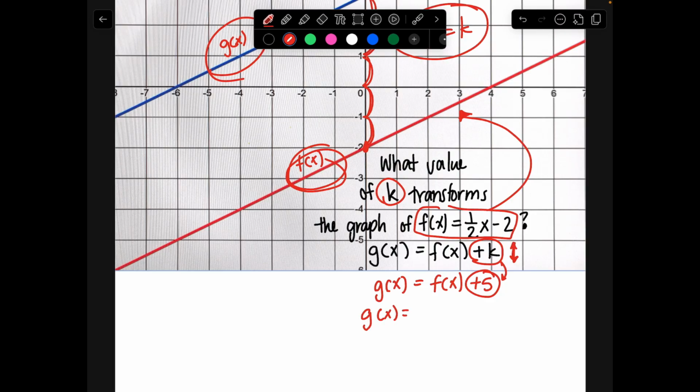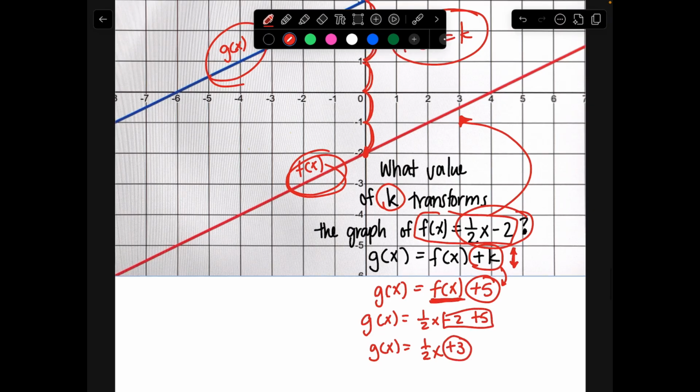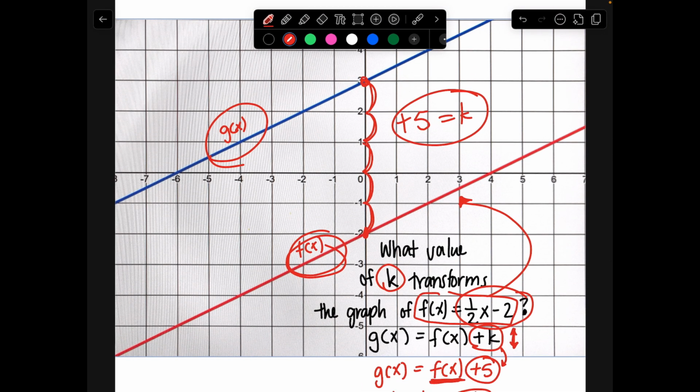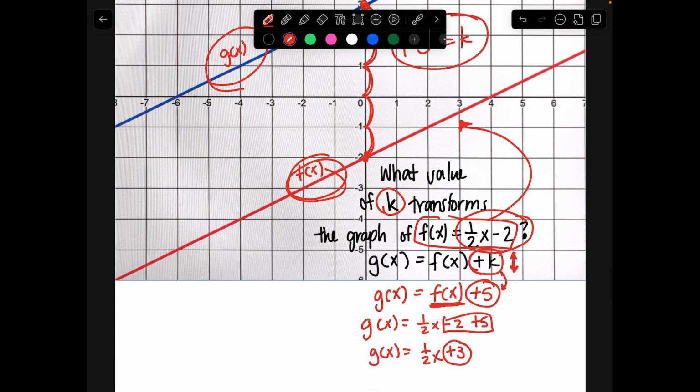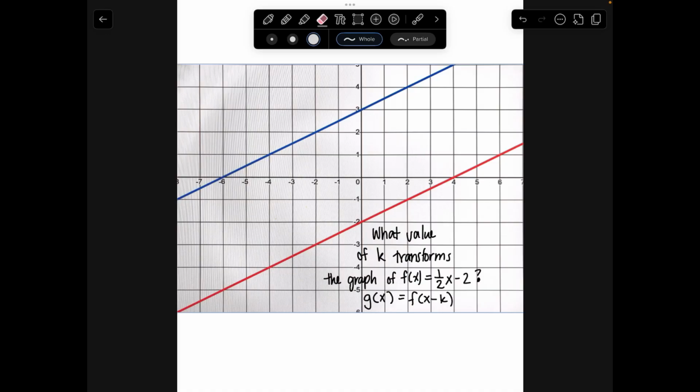So how do we make sure this is correct? We go g of x equals, what's f of x? F of x is 1/2 x minus 2, and then we put plus 5. So then we get g of x equals 1/2 x. Negative 2 plus 5 is positive 3. Is that true? Is that where the k is? Yes. So your k value would be plus 5 because we went up 5. Okay? That's pretty much it. You're just counting how far away they are.